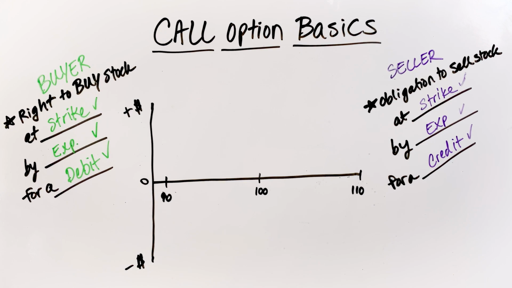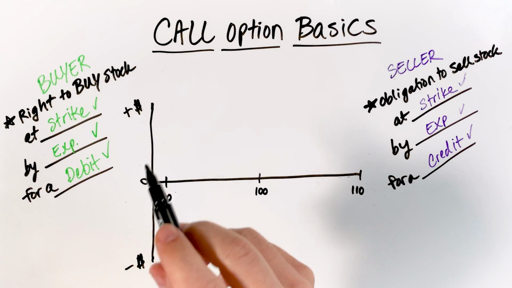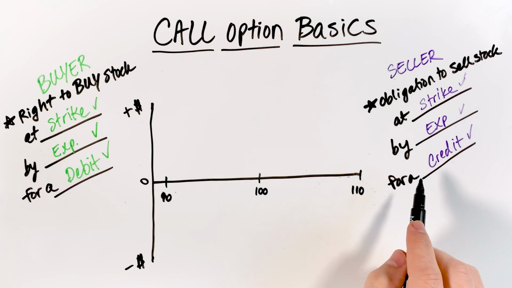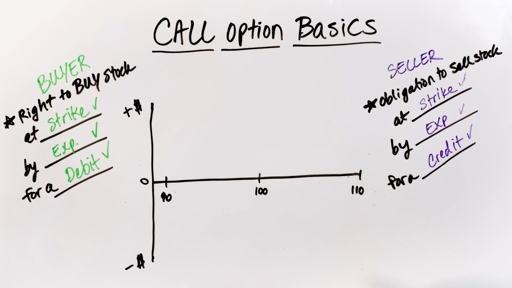So first thing that we're going to do is start off with just some very simple assumptions for our call option contract. Now remember, the strike and the expiration and the debit or credit are all the same. It just depends on which side of the contract you're looking at.